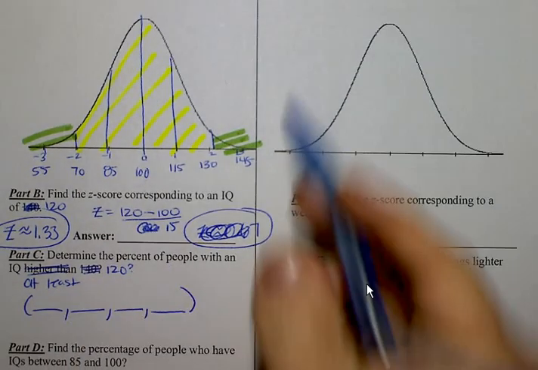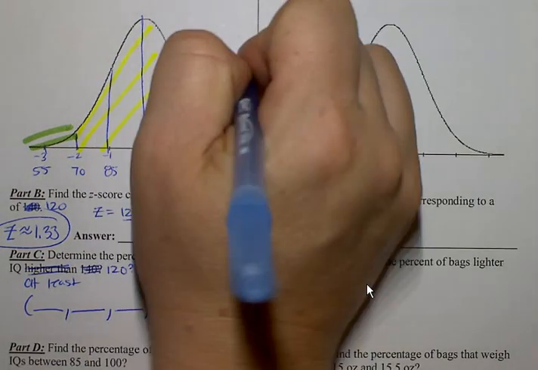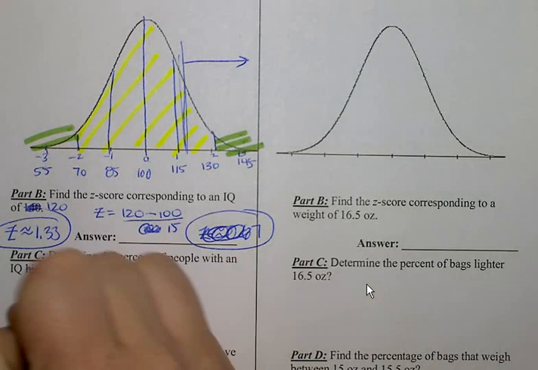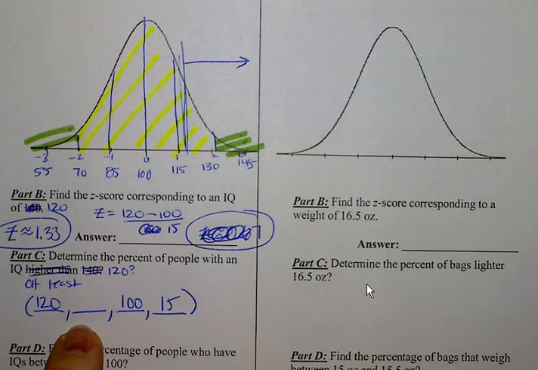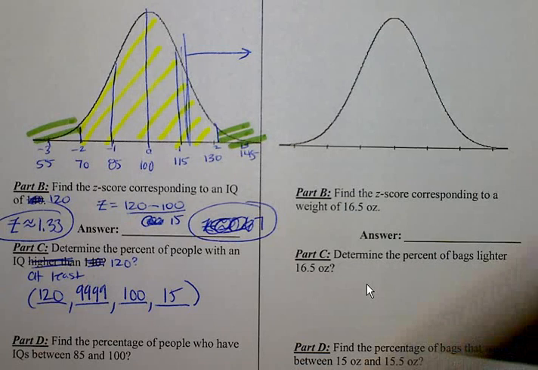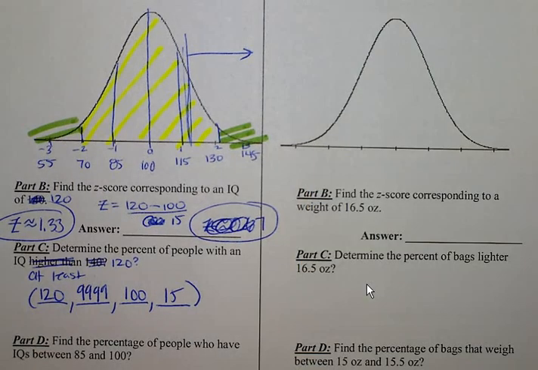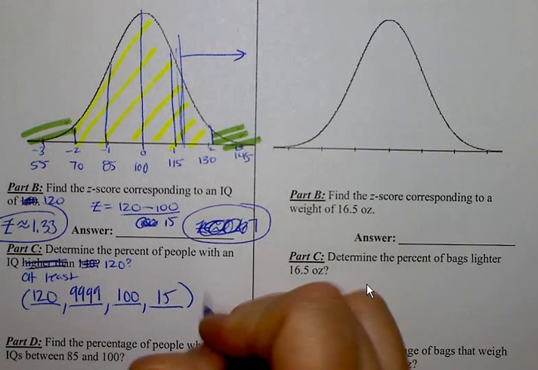Okay, so 120 would be approximately right here. And at least means this portion or above. 120 would be the smaller of the numbers. Your average is 100, standard deviation is 15. What do we replace with the large number? It would be 9999. Okay, let's round. Let's get a percentage and round it to the nearest tenth of a percent. I have approximately 9.1%.